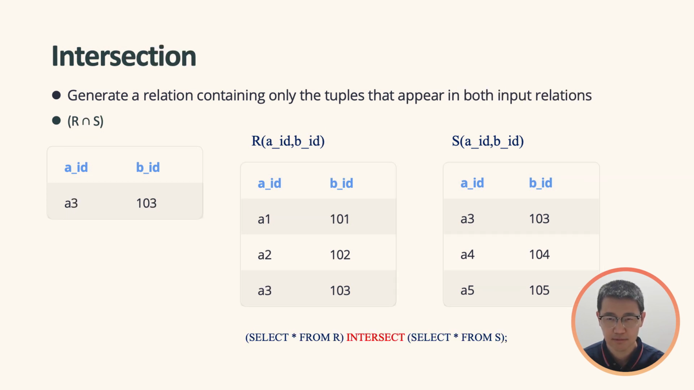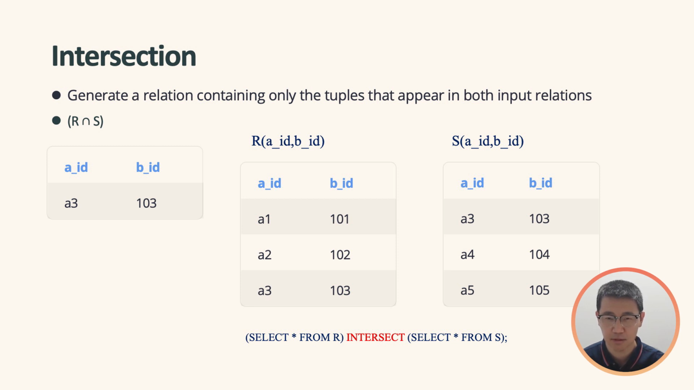And this intersection is even simpler. I need to find the intersection of R and S, and output the tuples that appear in both relations into a new relation. This tuple should appear in both relation R and relation S. Additionally, the input relations must have the same attributes.